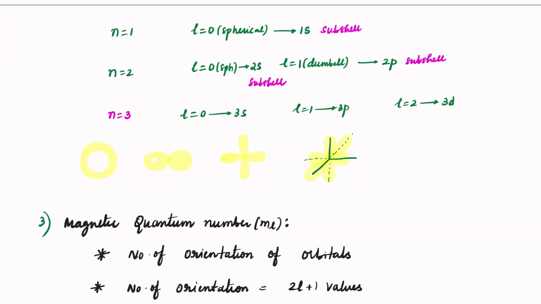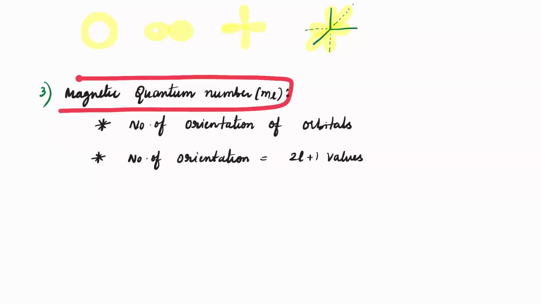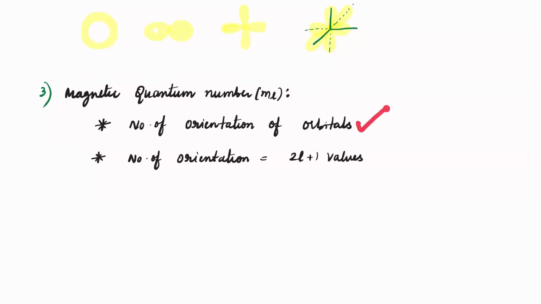So depending upon the shape, we can make a certain number of orientations. Got it? And how many different orientations we can make is what is designated by the magnetic quantum number, right? So the magnetic quantum number suggests how many orientations can be associated with a different shape. The number of orientations will always depend upon the L value again. That will be equal to 2L plus 1.